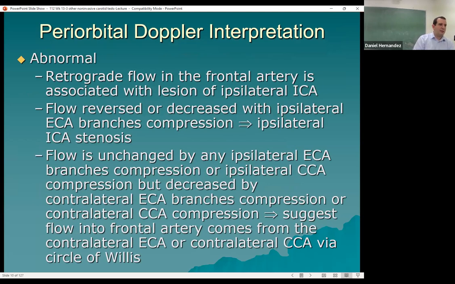For abnormal periorbital Doppler interpretation, we get retrograde flow in the frontal artery when there's a lesion on the same side, so ipsilateral ICA lesions are associated with retrograde flow. Reverse flow or decreased flow in the same side ECA branches indicates the same side stenosis.